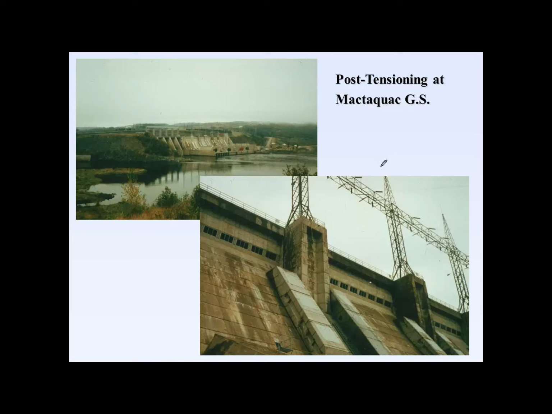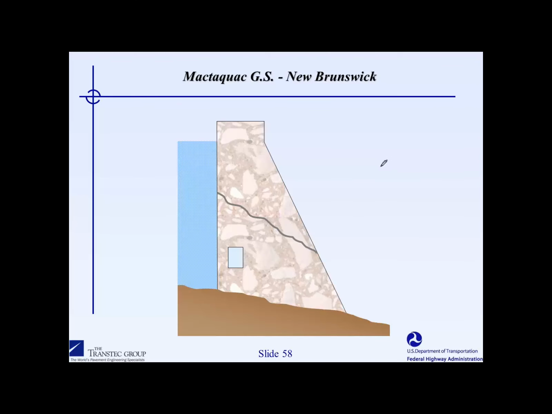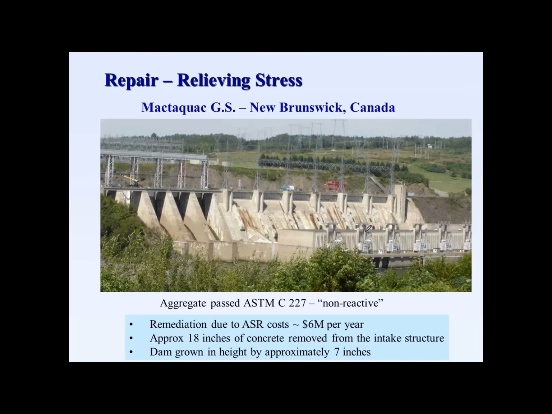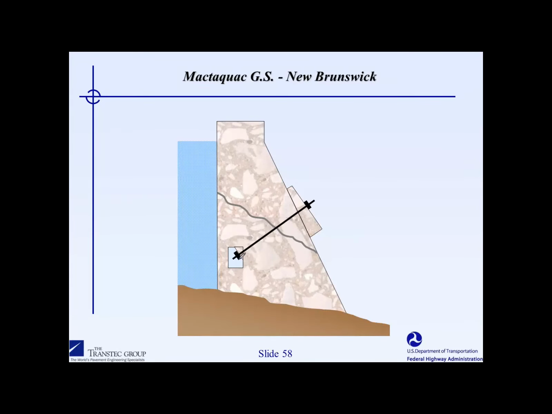Post-tensioning has been done on an even larger scale with the Mactaquac Dam in New Brunswick. Mike Thomas described this in a previous webinar, but this particular dam had some significant cracking, and there was concern about one potential crack in particular, which may have led to a possible stability issue with the dam. What was decided here was to apply post-tensioning to the dam by running post-tensioning rod through a core line here.